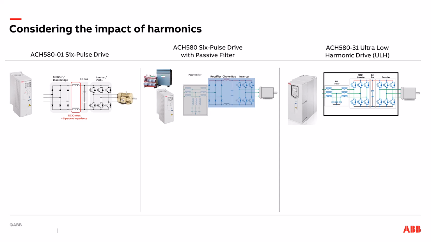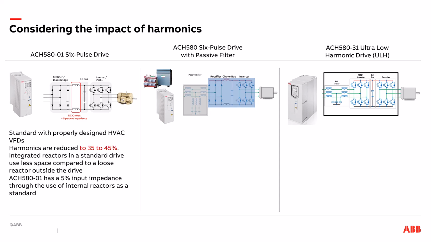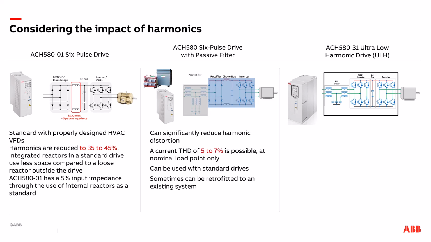Microdrives and EC fans will typically produce around 72% plus total harmonic distortion. A standard 6-pulse ACH 580 drive has a dual DC choke after its diode bridge in front of its DC bus that will lower the total harmonic distortion produced to around 35 to 45%. You can also order an ACH 580 drive with a passive filter in front of it. This will lower the total harmonic distortion to 5 to 7%, but requires some space and tuning considerations.